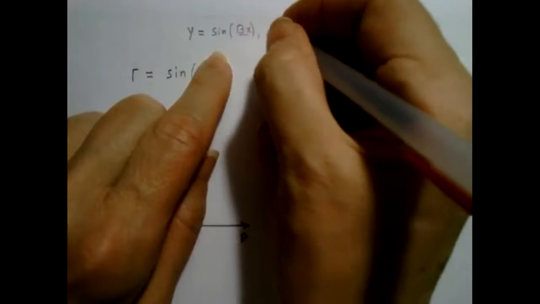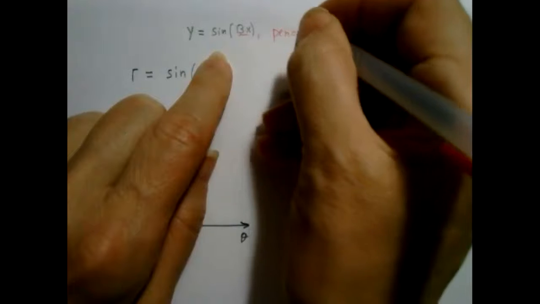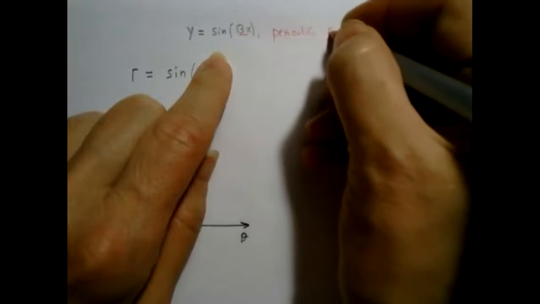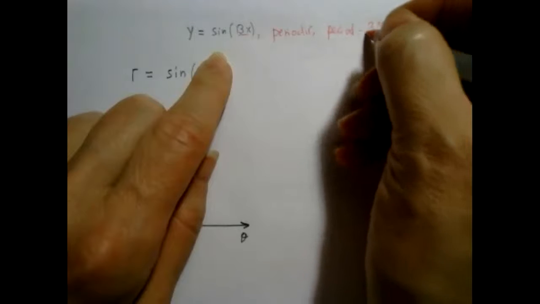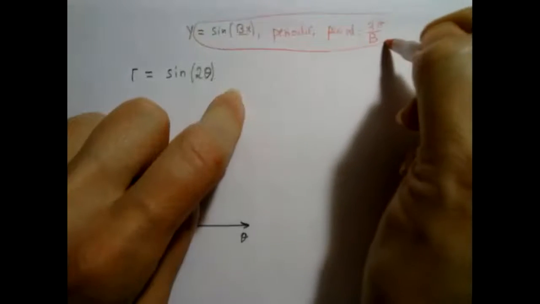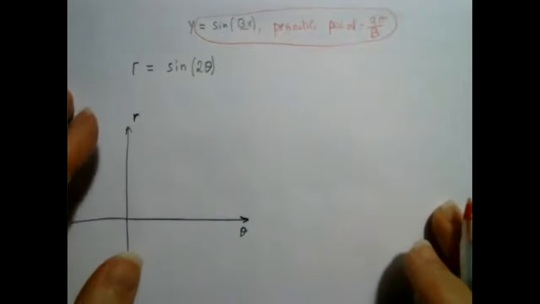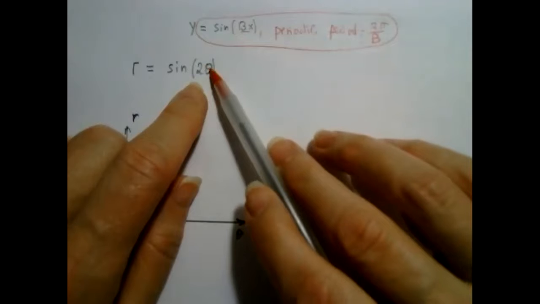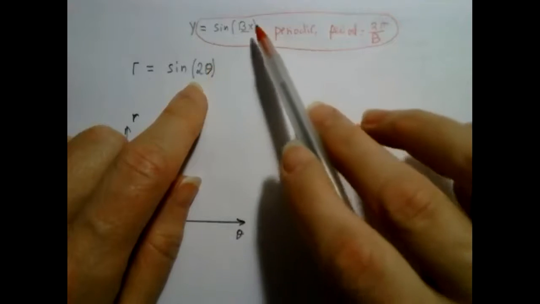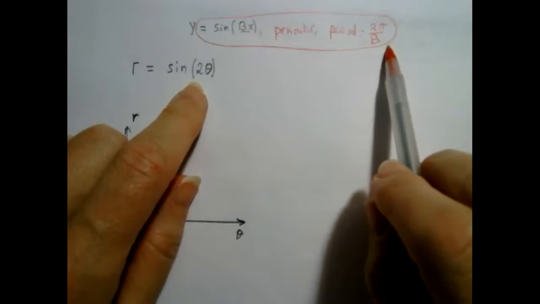So this one is going to be periodic, like the graph of sine, but the period here is 2 pi over b. I'm sure you've seen this in your trigonometry class, and I'm sure you forgot it. It means that the graph of this is the same as the graph of sine, but the period is 2 pi over b.